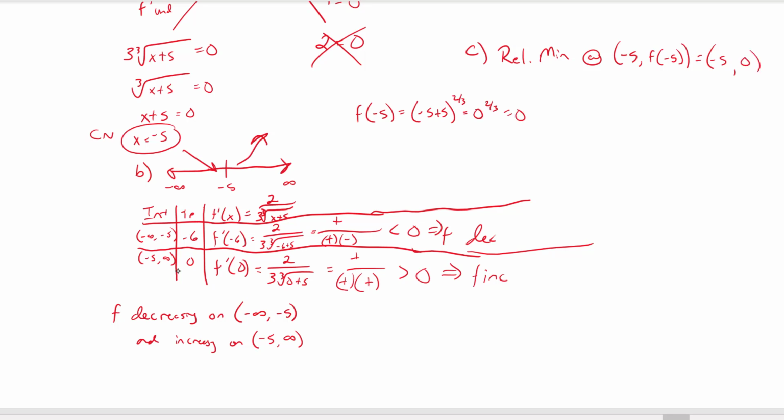So at (-5, 0), we have a relative minimum, and f has no relative maximum because we have no other sign changes and no other critical values. Remember, it can only have a relative extrema at a critical number.